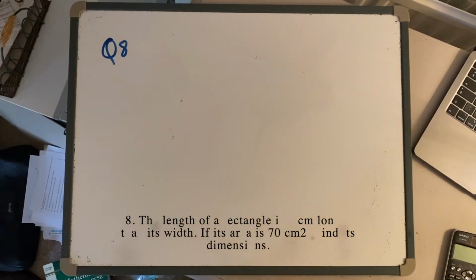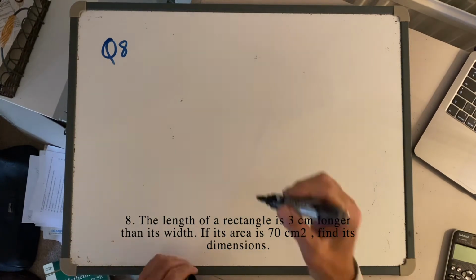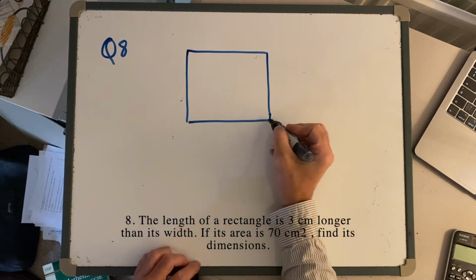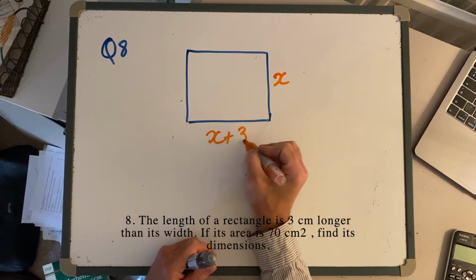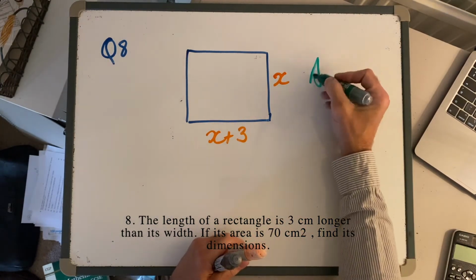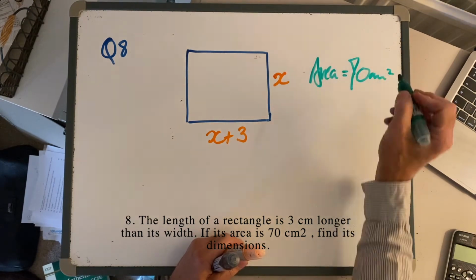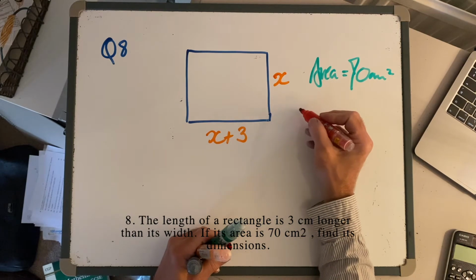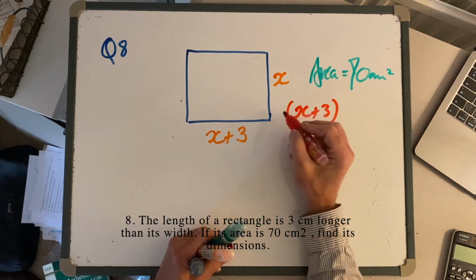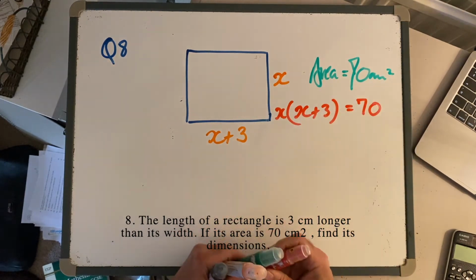Okay, so question 8, it says the length of the rectangle is 3 centimetres longer than its width. Okay. So again, same, you'll see it's just the same the whole time. That's x, it's 3 centimetres longer, so I'm adding 3, and it says that the area is 70 centimetres. Now, this is going to be a bit more challenging. The area is base times height, so it's going to be x plus 3 times my x, so I'll put that there, and that equals 70. So, a bit more challenging this one.